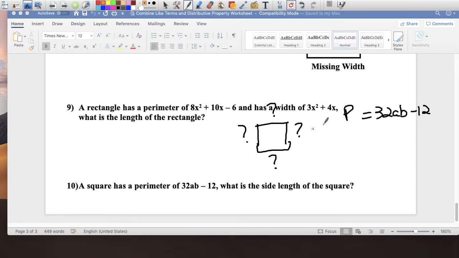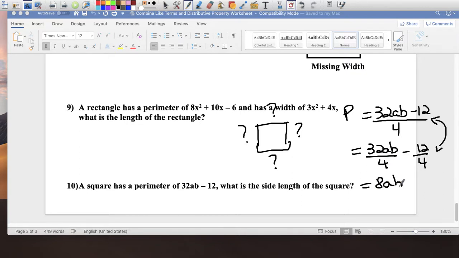Now, I know they're all the same because it's a square, so if I divide it by 4, I'm going to get it. Although that's a shorter way to write it, it's probably easier if you write it out. So I'm going to take the first term divided by 4, and I'm going to take the 12 and divide it by 4. So here I can simplify. 32 divided by 4 is 8ab minus, and 12 divided by 4 is 3.